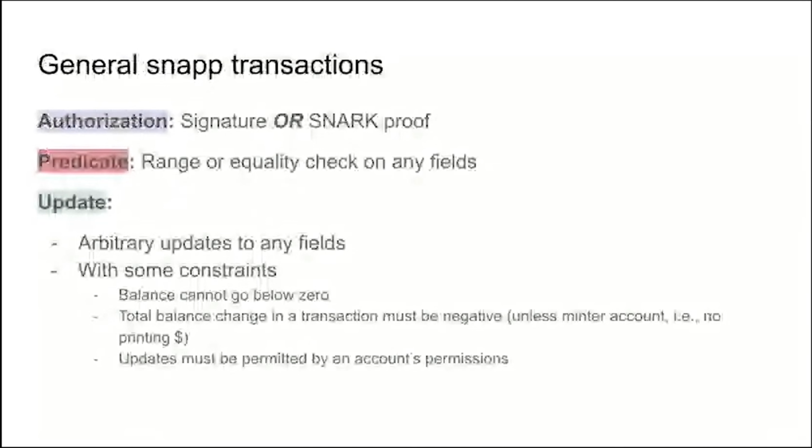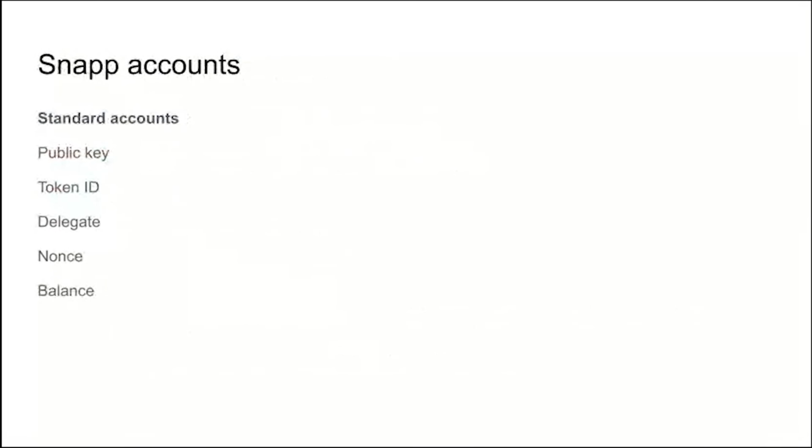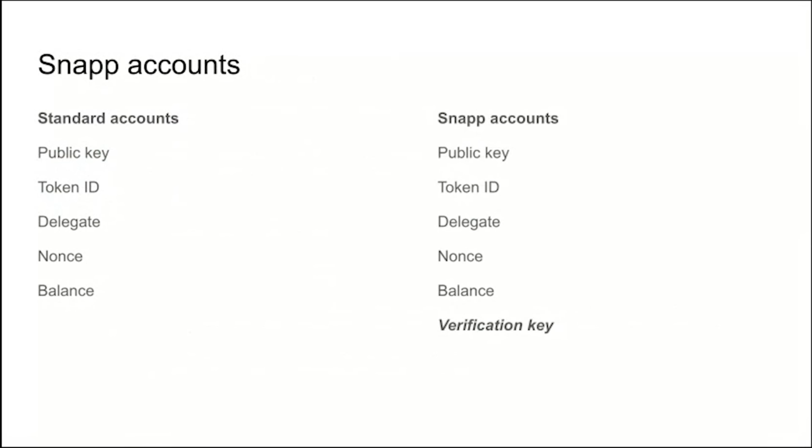I mentioned that there are some fields. I said arbitrary updates to fields. Let me be specific about what those look like. In a standard account, which is running on Mina right now, you have the following data. There's the public key, there's an ID for the token, there's the delegate, there's the nonce, there's the balance. There's actually a little bit of extra data too. A Snap account has all of the data of a normal account, plus a few other things. It has a verification key. So that controls what SNARKs are allowed to authorize updates to the account.